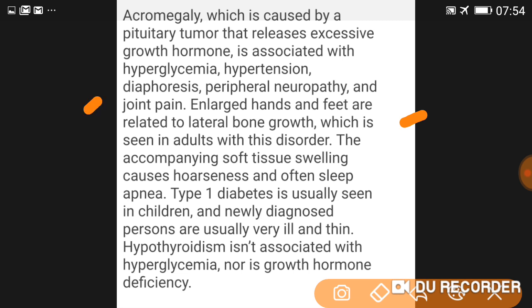peripheral neuropathy, and joint pain. Enlarged hands and feet are related to the lateral bone growth which is seen in adults with this disorder. The accompanying soft tissue swelling causes hoarseness and often sleep apnea. Type 1 diabetes is usually seen in children and newly diagnosed persons are very ill and thin. Hypothyroidism isn't associated with hyperglycemia, nor is growth hormone deficiency. So guys, I think it's clear for you till here.